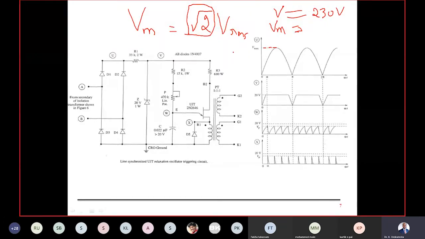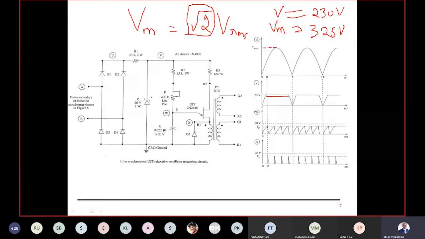Who is this? Pavitra. Yes, good. So Vmax is VRMS into root 2, which means that for your house you are getting roughly 325 volts, the maximum voltage that is available at your house also. Vmax is 325. But what is my requirement? I want to chop this to 20 volts only.